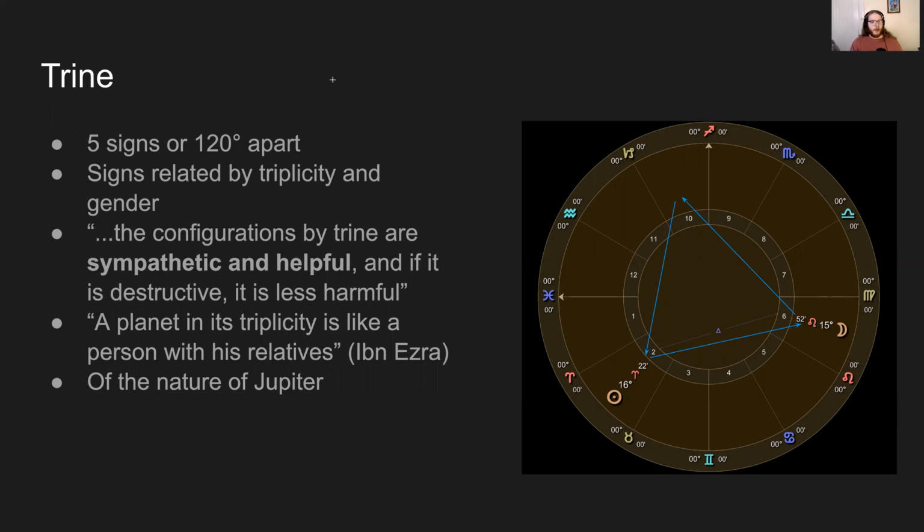But anyway, so the trine is, according to Porphyry, the configuration by trine are sympathetic and helpful. And if it is destructive, it is less harmful. So I think what he means by that is, let's say this were Saturn instead of the sun, if Saturn is trine the moon, Saturn is usually, his gaze is kind of icy and destructive and malefic. But if he's relating by trine, then it's a little bit softer and he can actually be helpful.